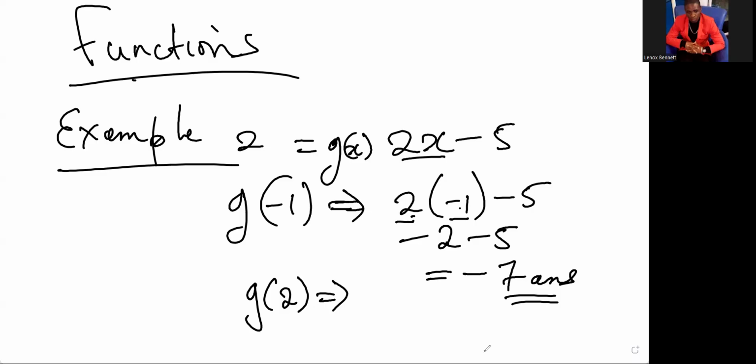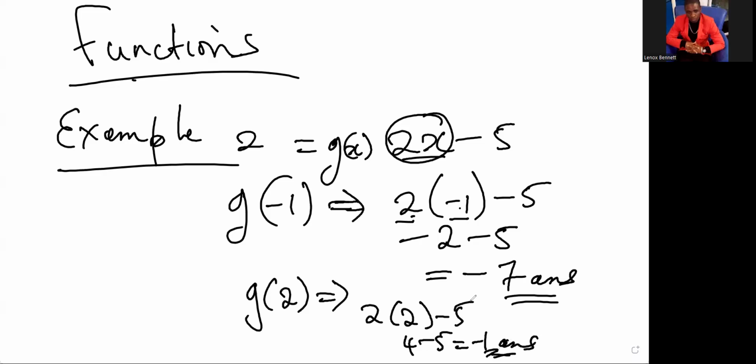All right, so all we do is substituting. Anywhere we see x, we're going to put 2. So it's 2 times 2 minus 5. 2 times 2 is 4, minus 5, so that's minus 1. And that is our answer.